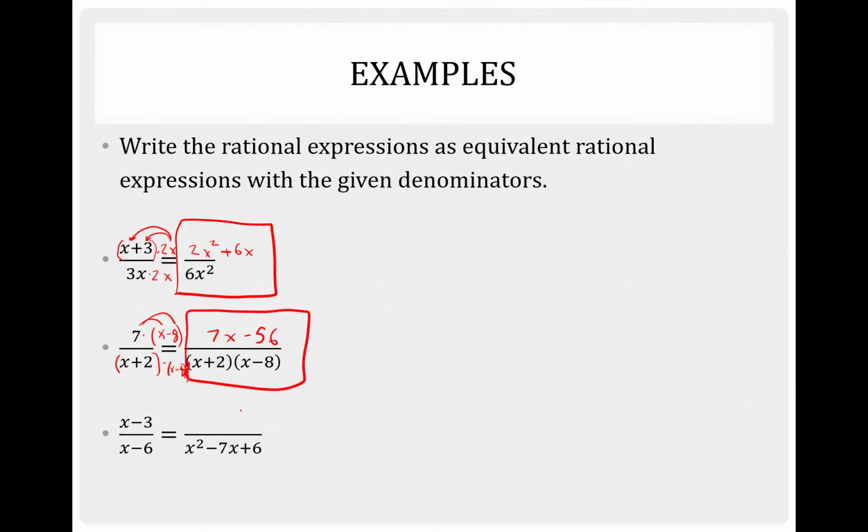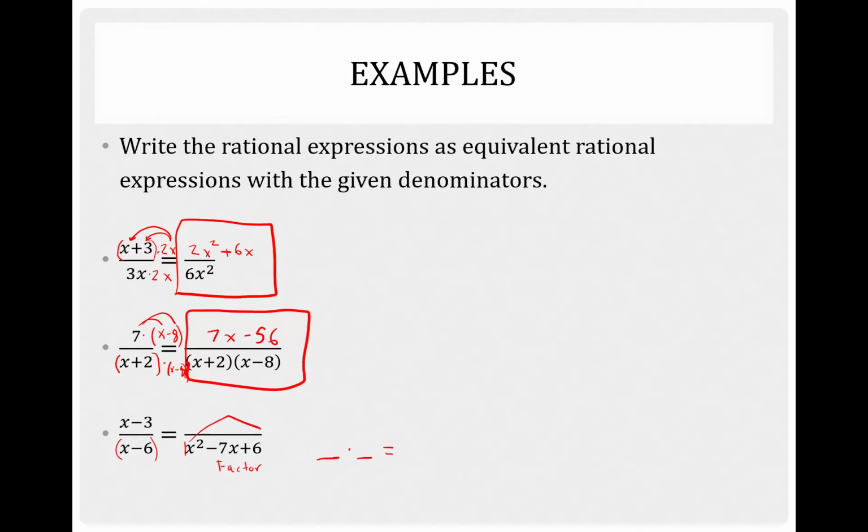Last one on here is the toughest one of the bunch, not because it's super hard, but just because we start with an x minus 6 on the bottom, and you say, well, I need to change the x minus 6 into x squared minus 7x plus 6. How to do that? Well, we don't know at first, but really the first thing we should do is factor that second denominator. Since it starts with a 1, we're going to do that number puzzle.